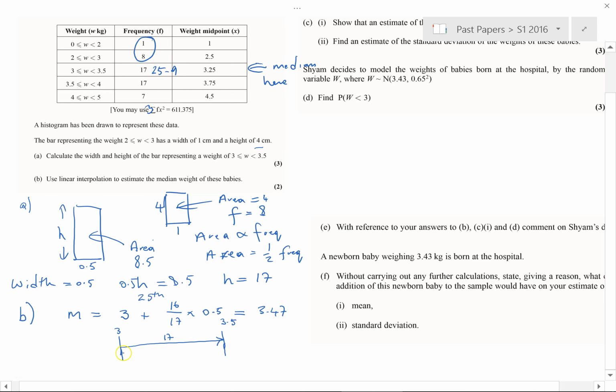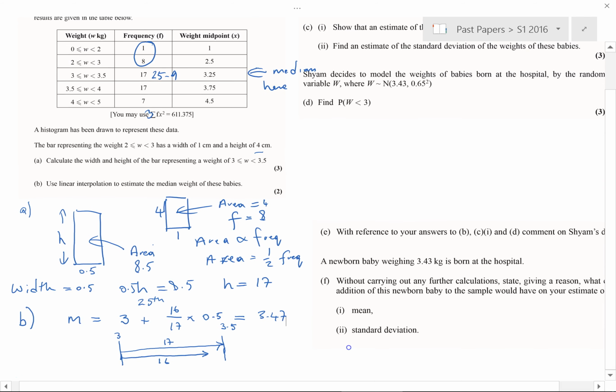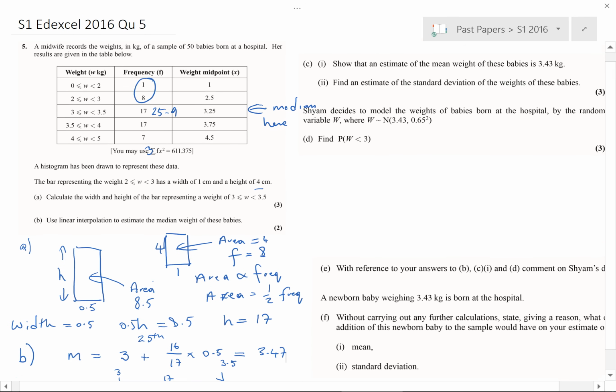So we want the 16th in that group. So we have a sense it's close to 3.5, and that's where that for Excel is. And we have to times by 0.5 because that's the class width there. Anyway, that's part B done. Let's have a look at part C.